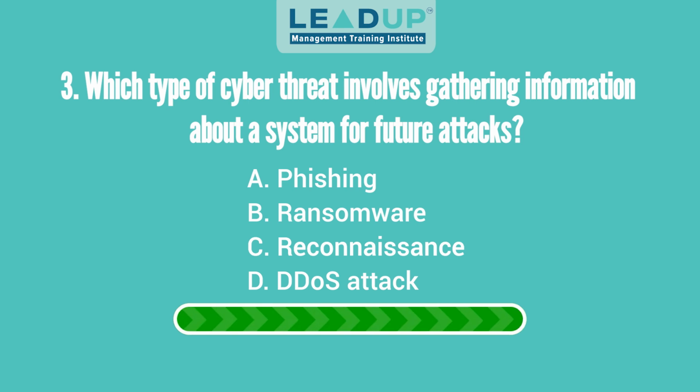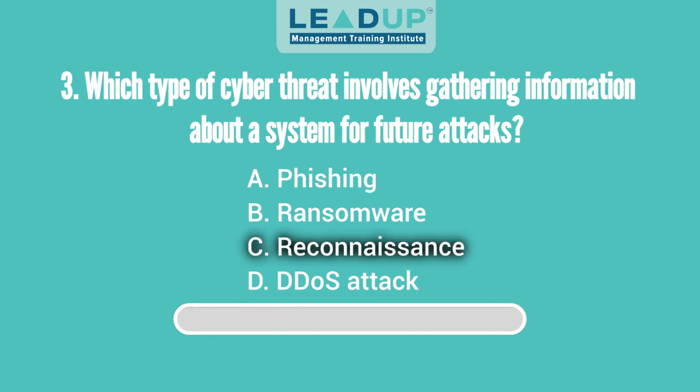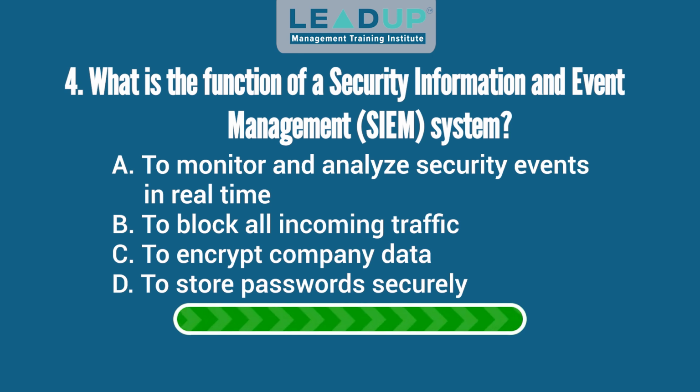Question 3. Which type of cyber threat involves gathering information about a system for future attacks? A. Phishing. B. Ransomware. C. Reconnaissance. And D. DDoS attack. Answer: reconnaissance. Question 4. What is the function of a Security Information and Event Management (SIEM) system?